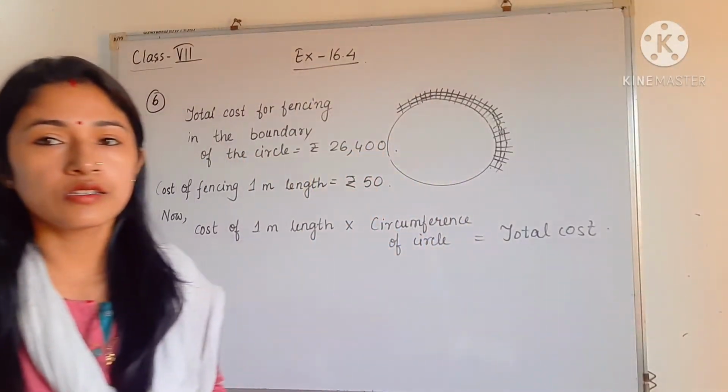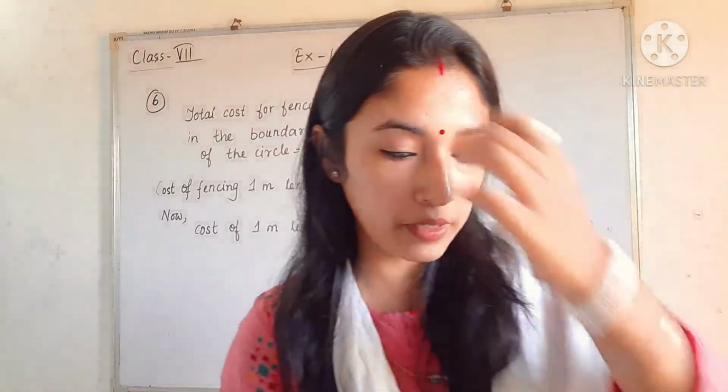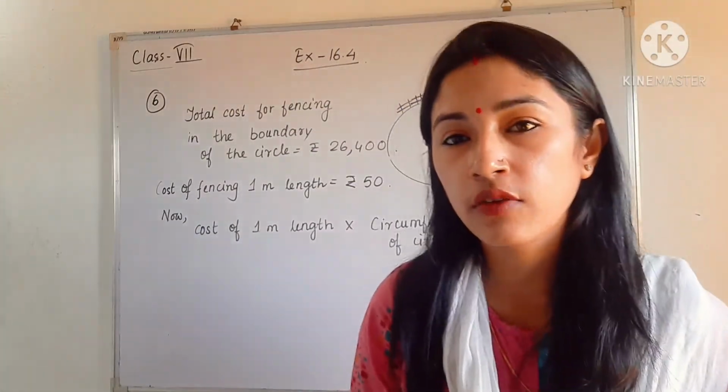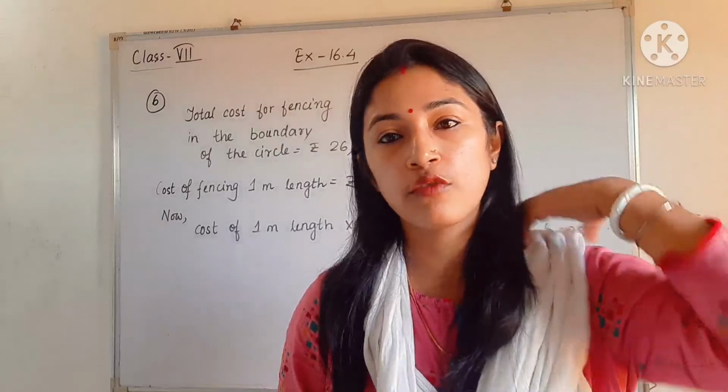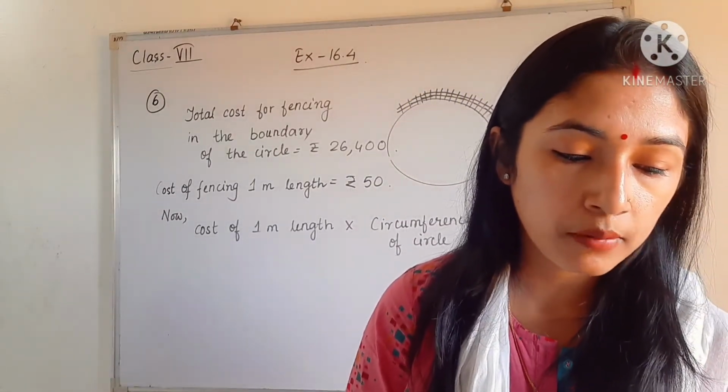Student, next question is number 5, and in number 5 you can do it by yourself. You have to find the diameter and the circumference is given. So you have to use the formula pi into d. Okay, so come to the next question, number 6.